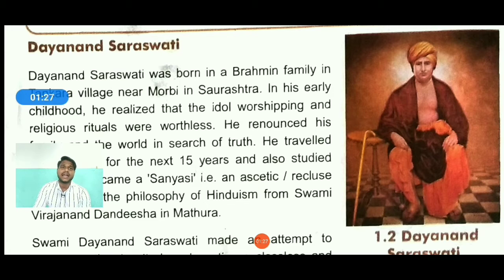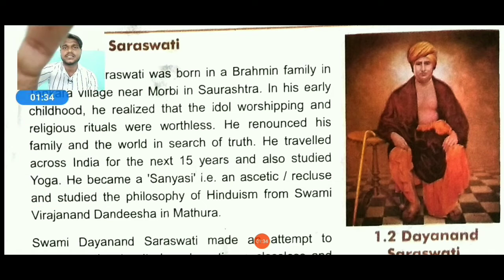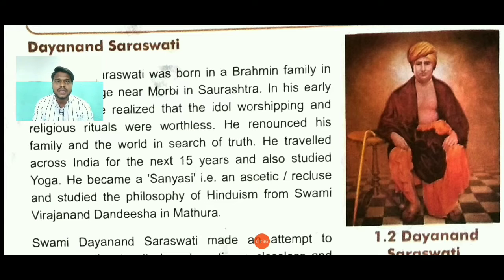Now he realized that idol worship rituals are worthless, and he declared that the world needs to change away from idol worship. Therefore he thought he needed to go into more detail to make people aware about idol worship, which is not going to be helpful for them. So he traveled across India, and for the next 15 years he also studied yoga, as I told you in advance. He became a sannyasi.